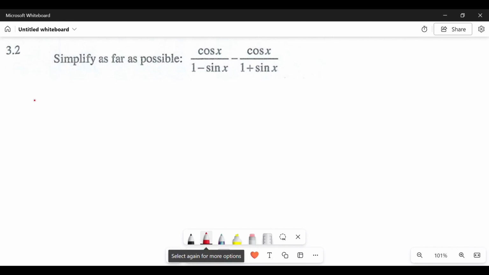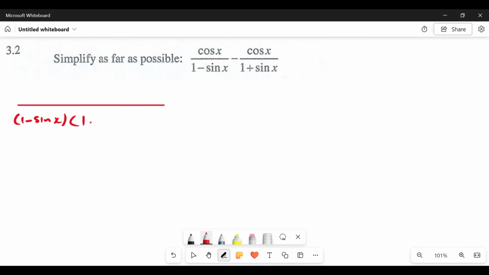Now, first of all, we need to find our LCD. So we're going to take the denominators of both the terms. Right, just stretch it a bit here. So the denominator of the first term is going to be 1 minus sine x multiplied by the denominator of the second term, which is going to be 1 plus sine x.